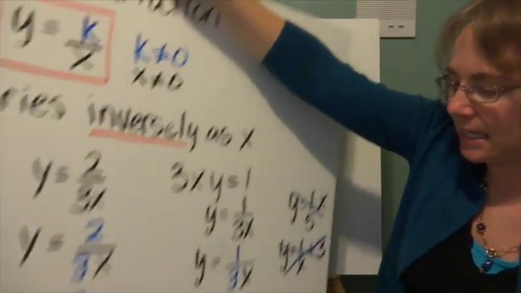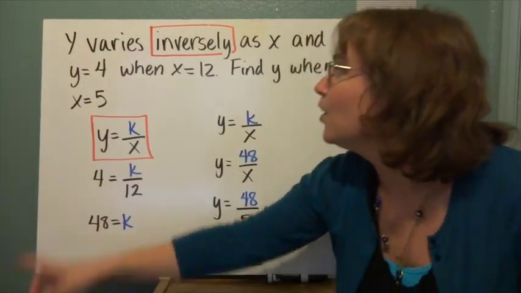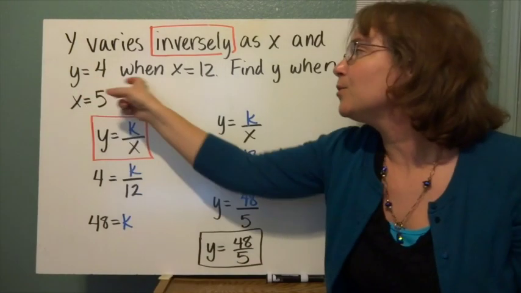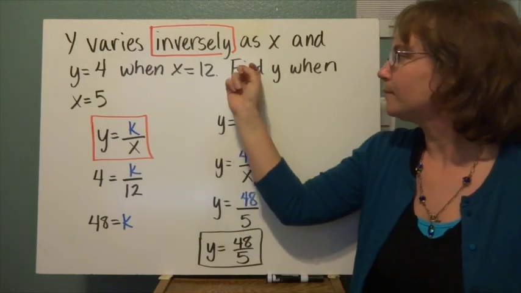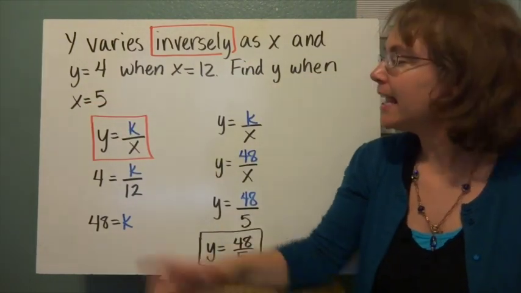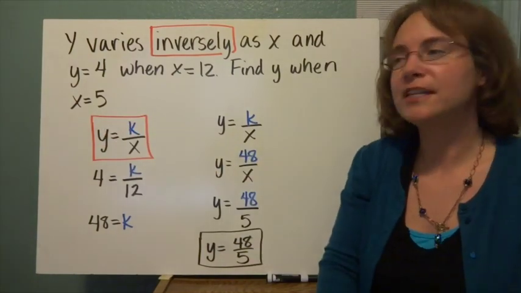So let's look at an example of how to use this. Y varies inversely as x, and y equals 4 when x equals 12. Find y when x equals 5. So we would like an equation that would work for all of these relationships.